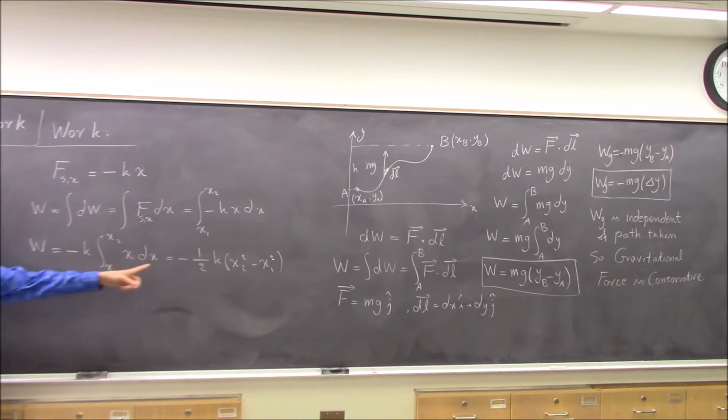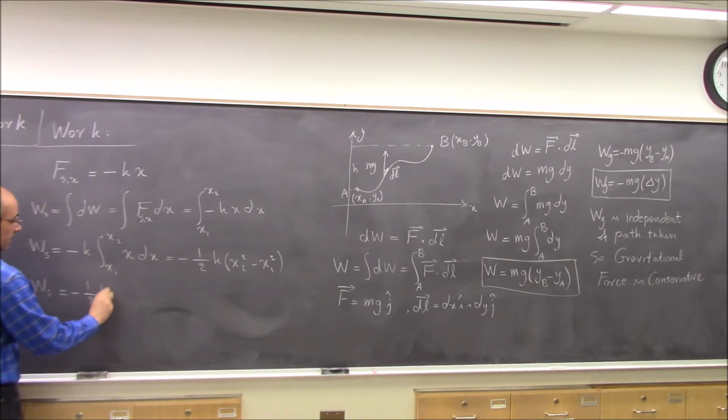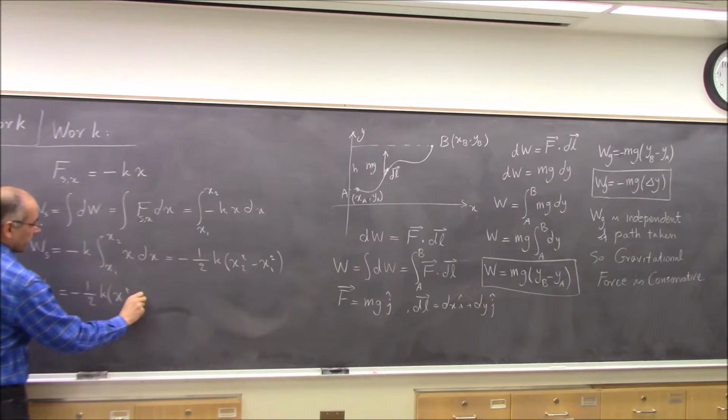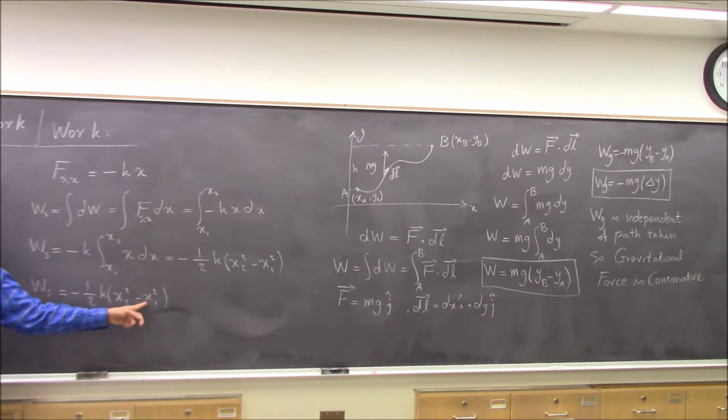So W is W of the spring, we call it. So W spring is negative 1/2 k, x2 squared minus x1 squared. Usually we take x1 to be at the equilibrium, means x1 is 0, and from equilibrium to any point x, the work of a spring is negative 1/2 kx squared.